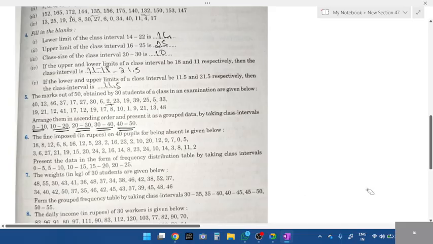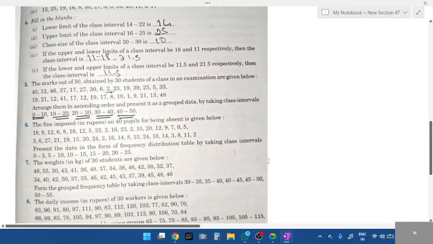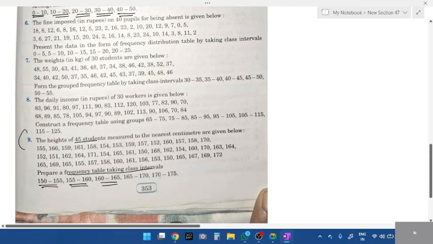Today I completed another 5 minutes. Tomorrow we'll start. Tomorrow mostly I'll complete this chapter's exercise.